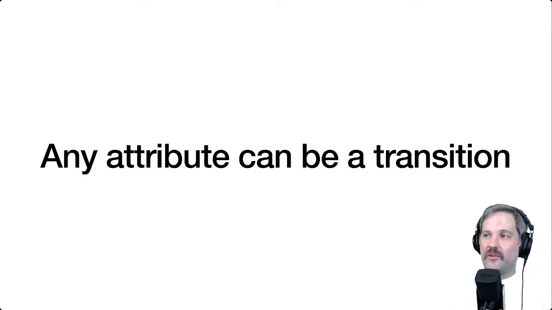Any attribute of an object can be considered a transition. We don't have to just think about instance variables. That's not the only attribute that we can use. We can have other attributes.